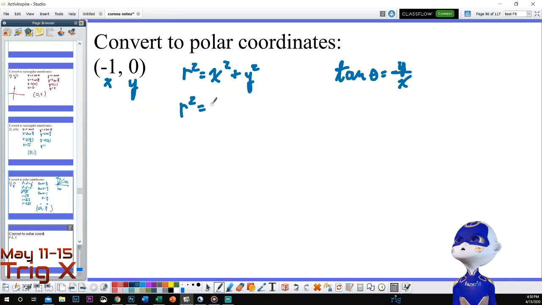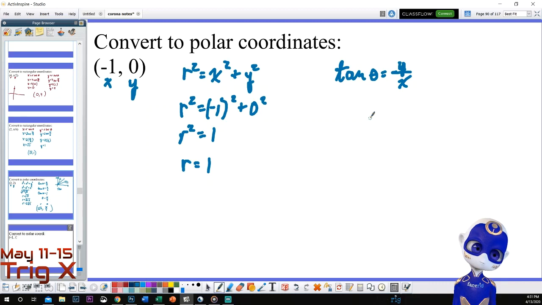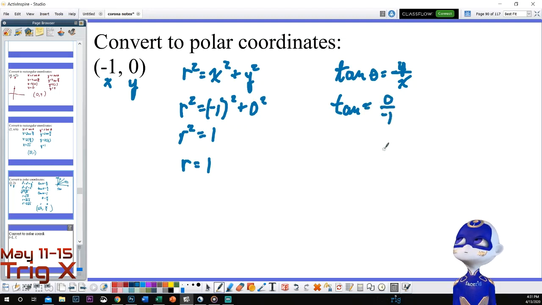R squared equals -1 all squared plus 0 squared. This gives us 1. So when I square root, I get 1. Or technically plus or minus 1, but we won't worry about that. We're just going to have our radius be 1, because we don't need the confusing -r and then figuring out that angle thing. Over here, I've got the tangent equals y over x, so 0 over -1.